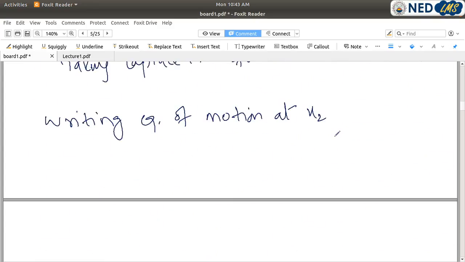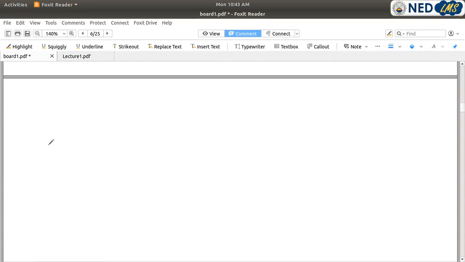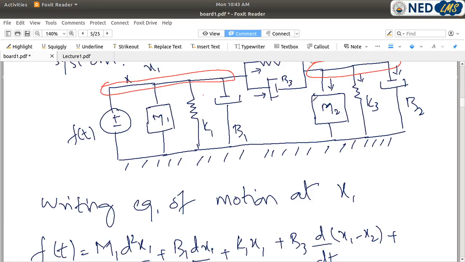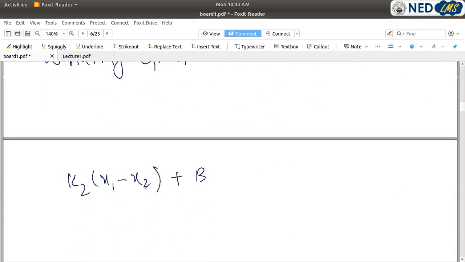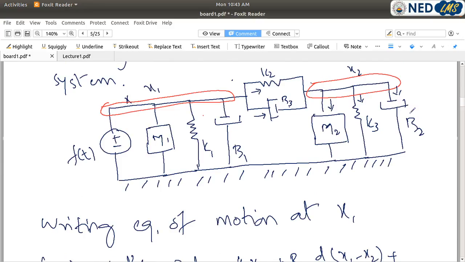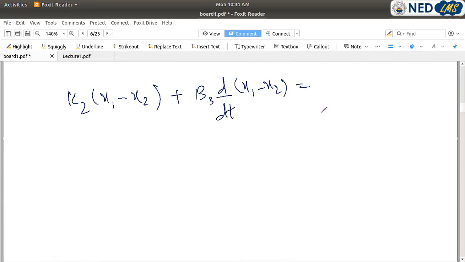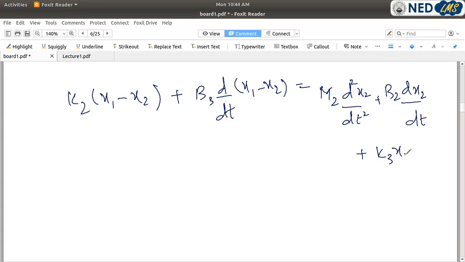So force due to k2 is k2 (x1 minus x2) plus force due to the damper b3, b3 d/dt (x1 minus x2), is equal to the force due to this mass M2, this b2 and this k3. So M2 d squared x2 over dt squared plus b2 dx2 over dt plus k3 x2. This makes our equation number 2.